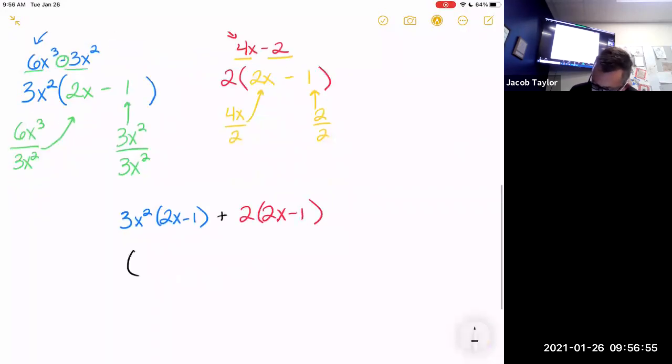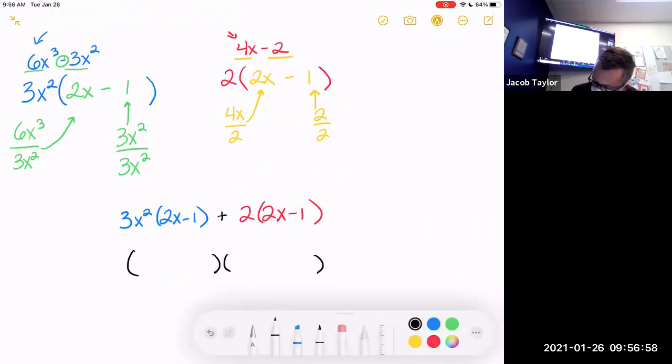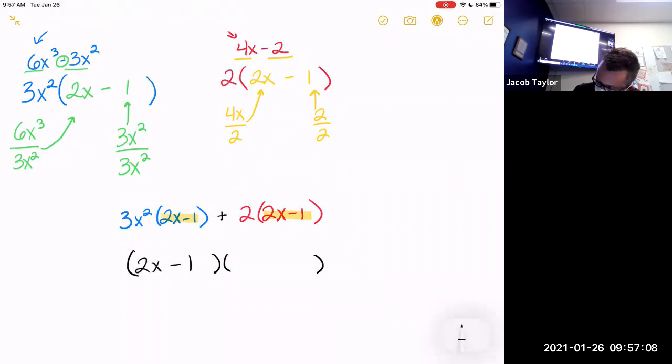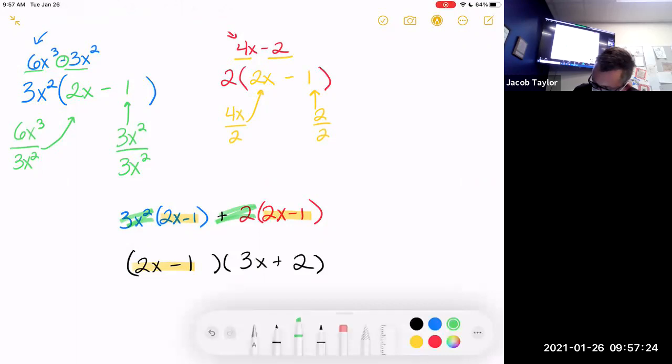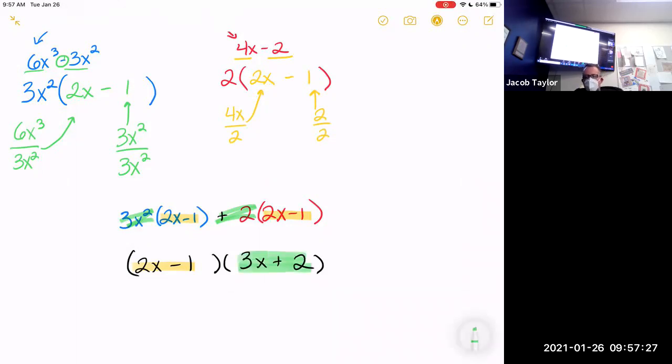So my answer to this problem is going to be 2 sets of parentheses. The first set of parentheses is going to be the thing they have in common, 2x minus 1. Right. 3x squared plus 2 is what's left over. That's the other set of parentheses, 3x plus 2. And that's the answer. And that's the way, I like it.